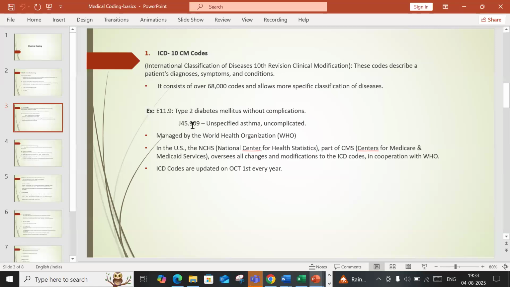Again, each character. This is the 3rd digit, right? 4th, 5th, 6th. Likewise, each character or each digit has some specific meaning in the code structure, which we will discuss in the coming classes. So the basic code structure for ICD is a 7-digit alphanumerical code. One alphabet it will have, and the remaining are numericals.